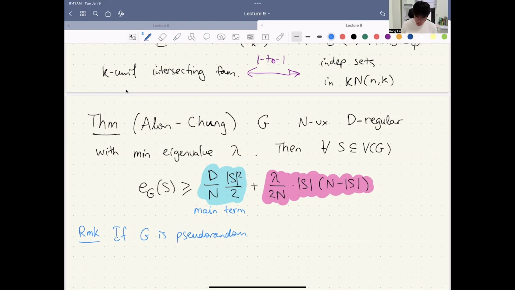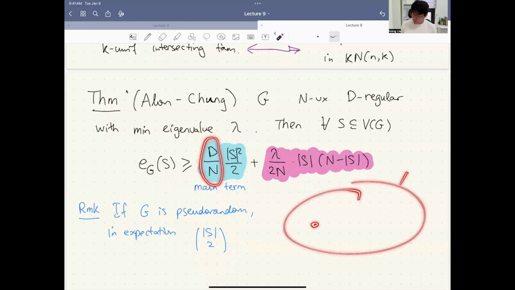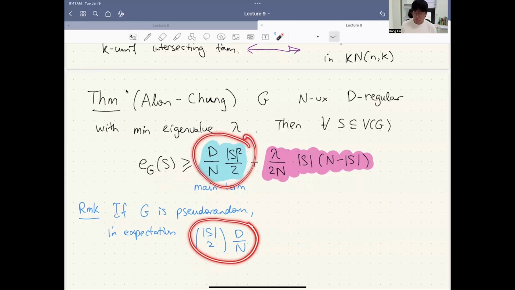In expectation, how many edges do we expect to see? On the set S, we have this many pairs total. For each such pair, look, this is our graph, n vertices, every vertex has degree D. So if the graph is completely random, a pair of vertices are adjacent with probability D over n, right? So for all such pairs, each forming an edge with this probability, this is what you expect to see, which is roughly this guy.